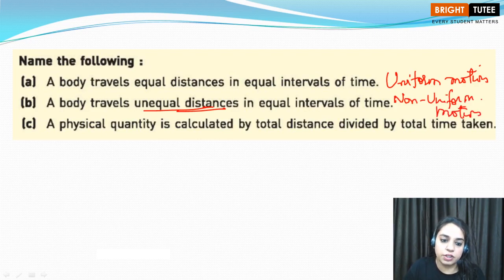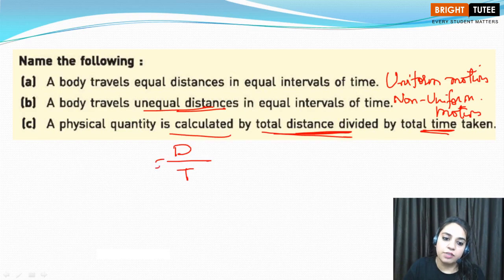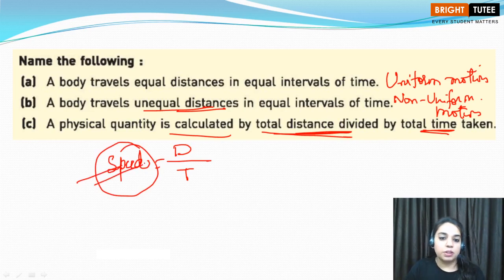Next question children, the physical quantity which is calculated by total distance divided by total time taken. We know the physical quantity which is calculated by this formula is speed. So these were all of the question answers from the topic that we have covered so far.